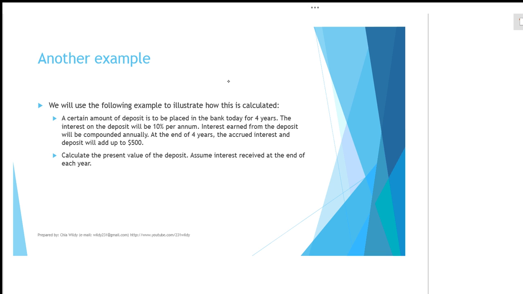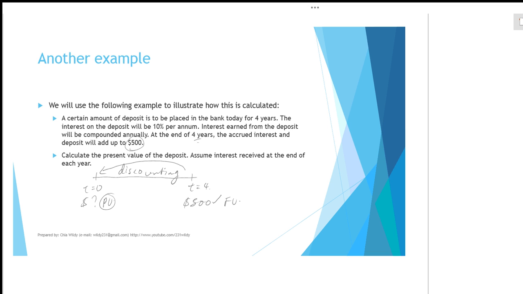So it says here that you're going to put a certain amount of deposit. Now you have no idea how much it is, but you know that at the end of 4 years, you are going to find that there is a total of $500 in the deposit account, including interest as well as the principal. The present value is unknown. So now you're going to try to do some discounting, right, to find out what is the present value of this 500.